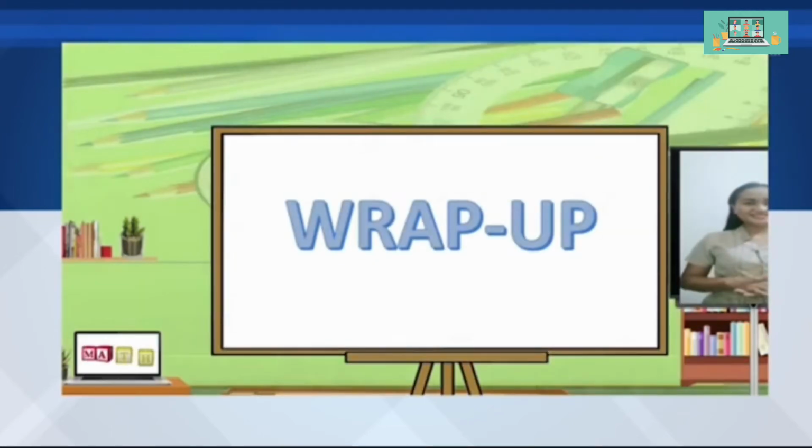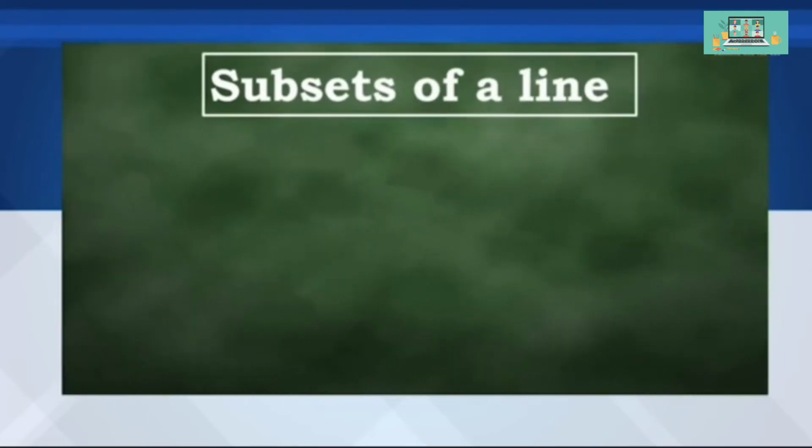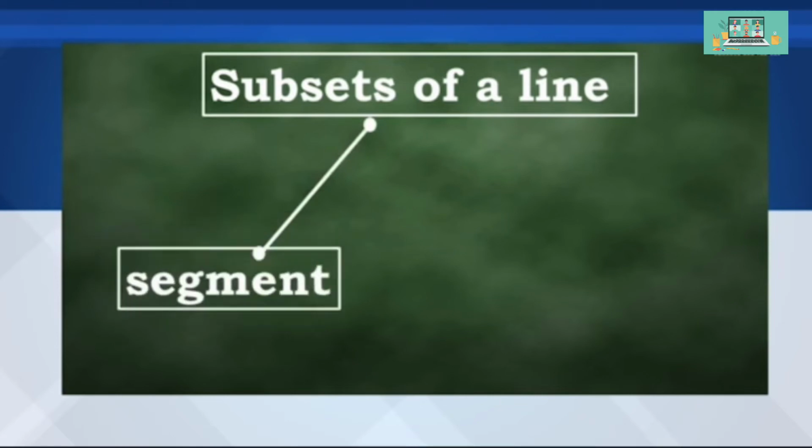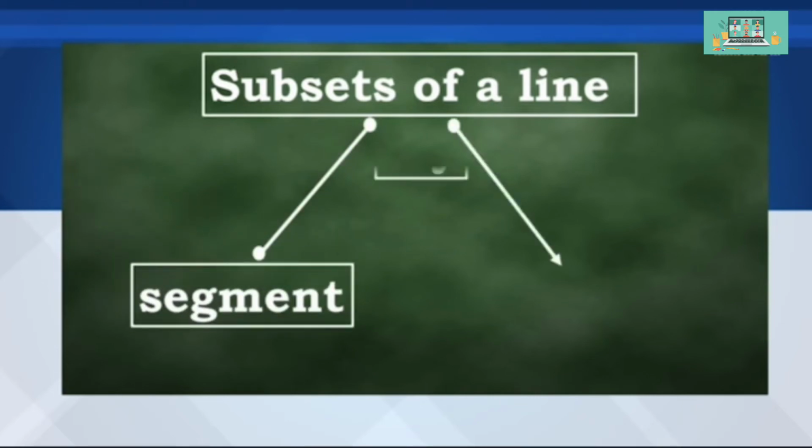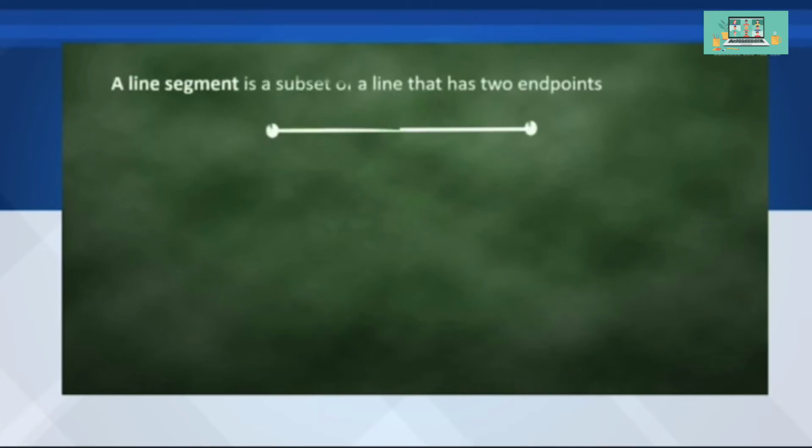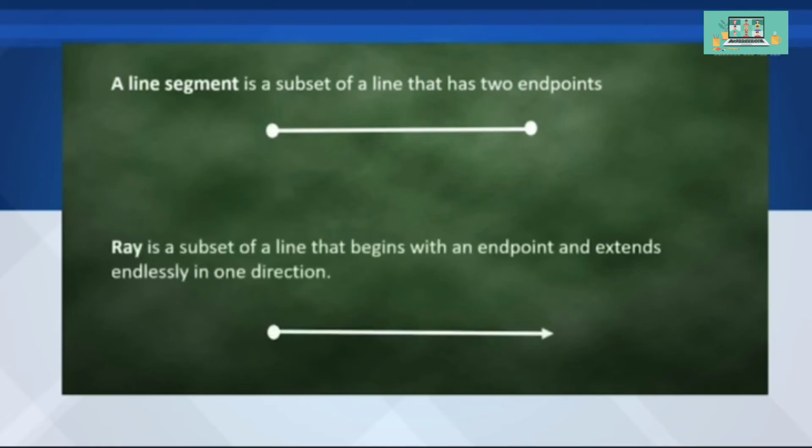To sum up the lesson, keep in mind the following key points. Subsets of a line are segment and ray. A line segment is a subset of a line that has two endpoints, while a ray is a subset of a line that begins with an endpoint and extends endlessly in one direction.